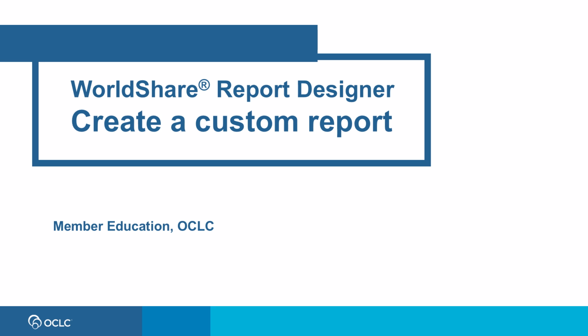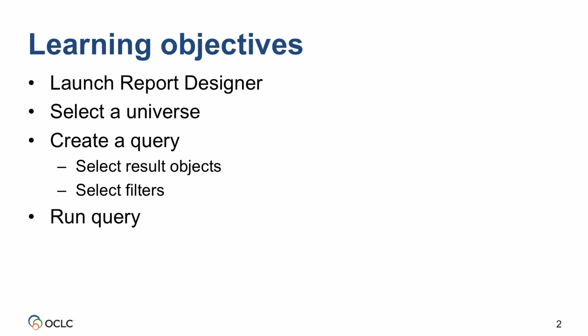In this video, you'll learn how to use WorldShare Report Designer to create a simple report. After watching this video, you should be able to launch Report Designer, select a universe, create a query by selecting result objects, which are the elements you want in the report, and then selecting filters, which are the criteria you want to use to select data for the report. Then you should be able to run the query and add an additional element to the query and the report.